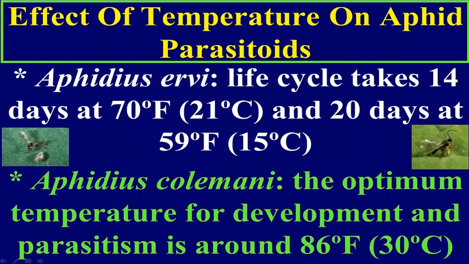You have to understand that environmental conditions, primarily temperature, will influence all natural enemies. For example, for Aphidius ervi, the life cycle takes 14 days at 7 degrees Fahrenheit and 20 days at 59 degrees Fahrenheit. The higher the temperature, the shorter the life cycle will be because all insects and mites are cold-blooded. For Aphidius colemani, the optimum temperature for development and parasitism is around 86 degrees Fahrenheit. So again, it's critically important not just to release these, but to understand their optimal temperatures, which will help you succeed in implementing a biological control program.